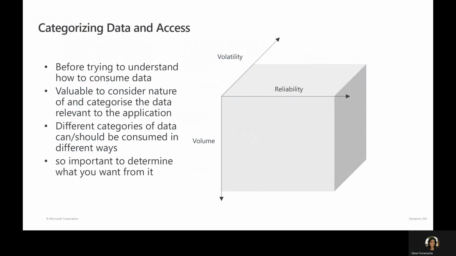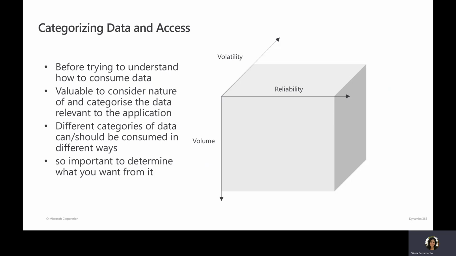So before we start to think who and how we can consume data, we need to understand what data we have and how we can categorize it. Okay, so we don't need to have all data in Microsoft Dataverse database to consume it. So things to have in mind.